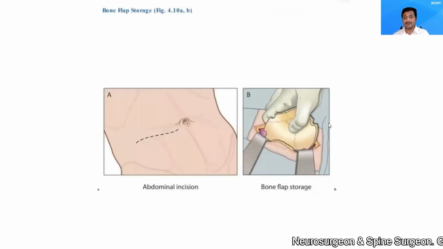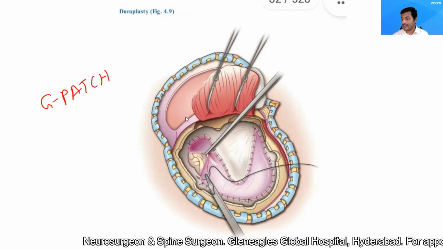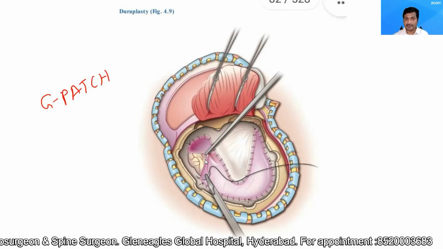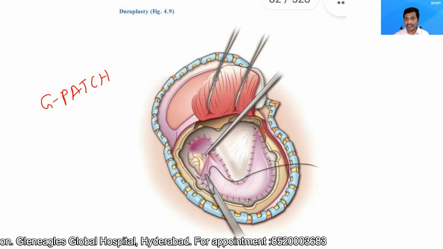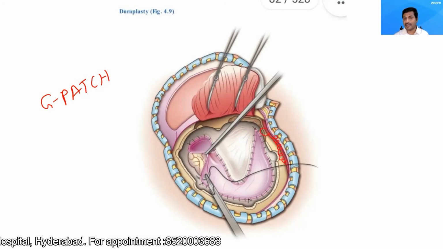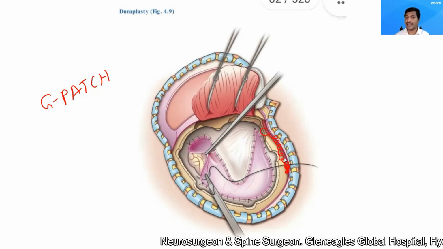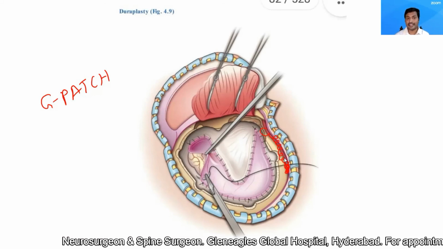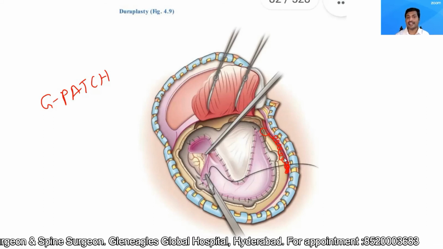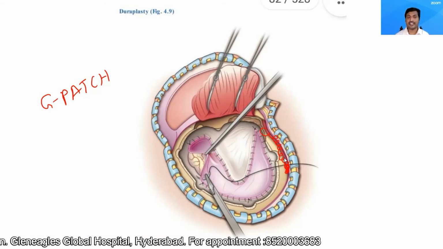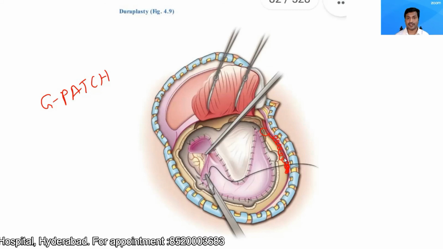So then I place the muscle. I anchor the muscle properly to the neighboring cuff of muscle. Then I place a closed drain, usually without suction, and then we close the skin in layers. This completes the cranial part of the decompressive craniectomy.